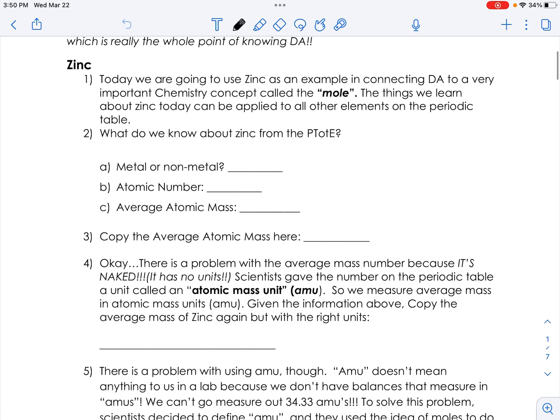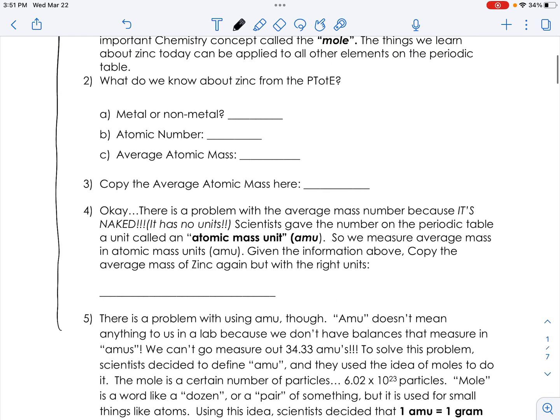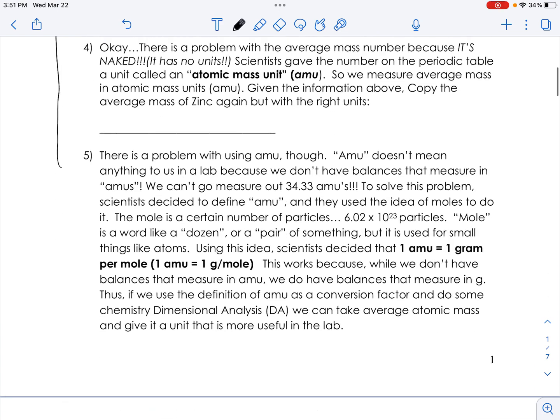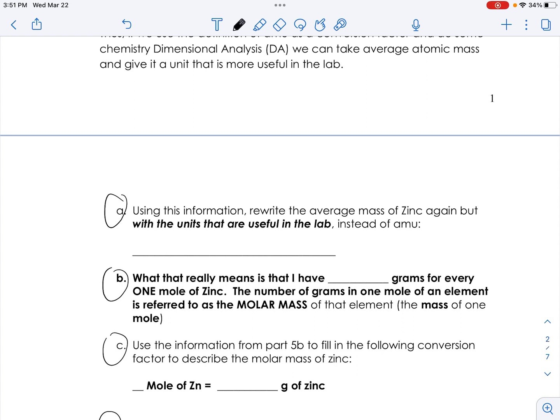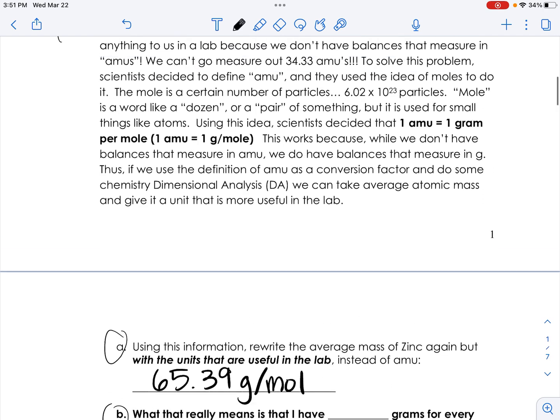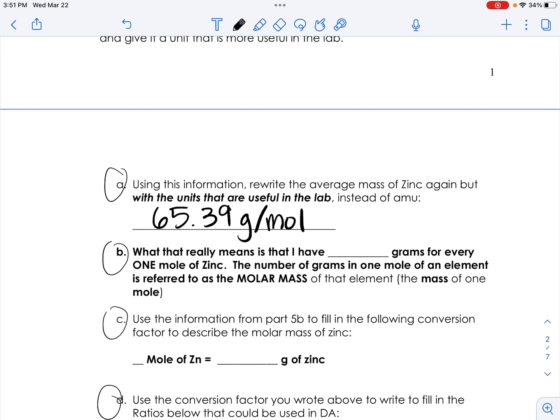So this beginning part here kind of walks you through some stuff about zinc, some background into units that we use for zinc. So you have to dig up some information from the periodic table to answer those questions. By the time you get down to number 5A, after reading that long paragraph, you should know that there are 65.39 grams per mole. Okay, it tells us to convert our units into grams per mole. And then what does that mean? That really means that I have 65.39 grams for every 1 mole of zinc that I have, okay?